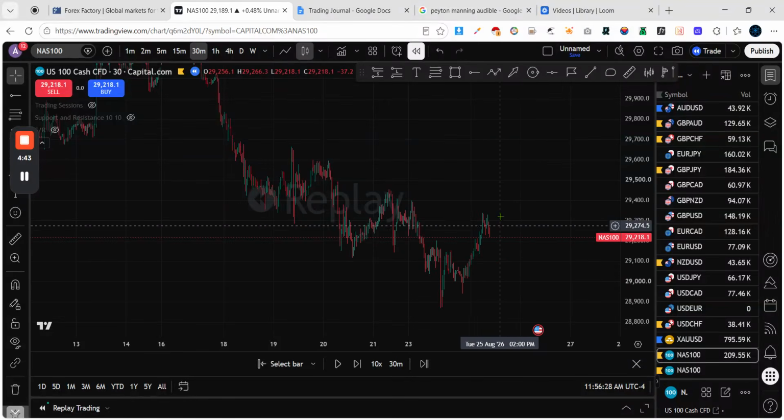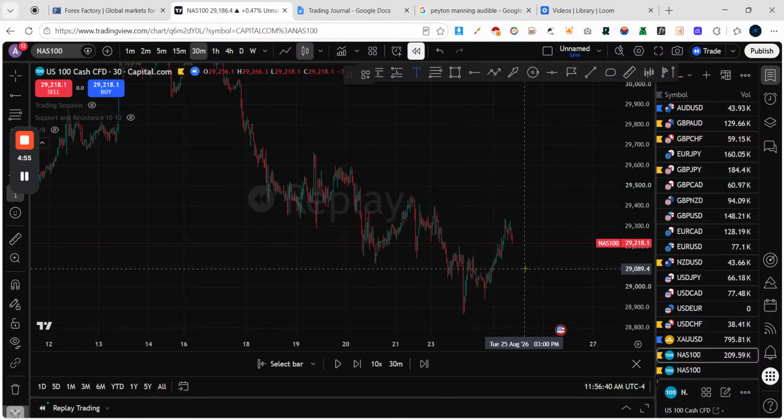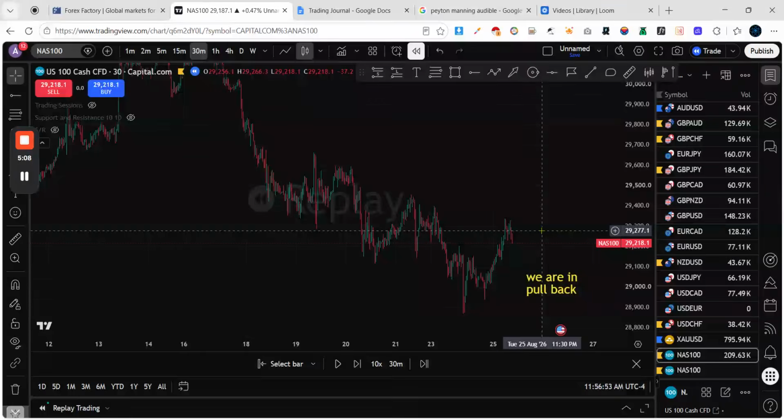We could be, but that means we have to come here, make a higher low, and then shoot back up, right? So I'm like, okay, cool. That's major structure. Major structure is what? Okay, let me do major structure. Current price right now, we're in a pullback.